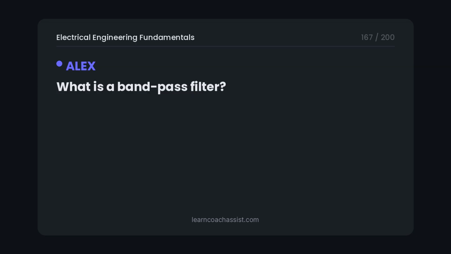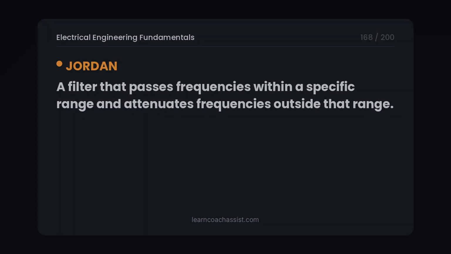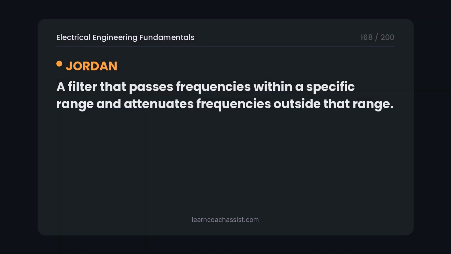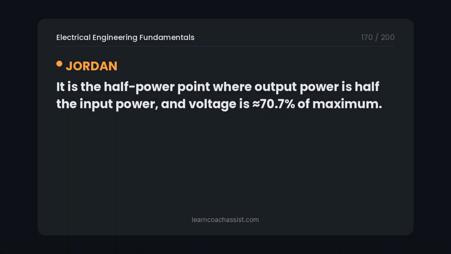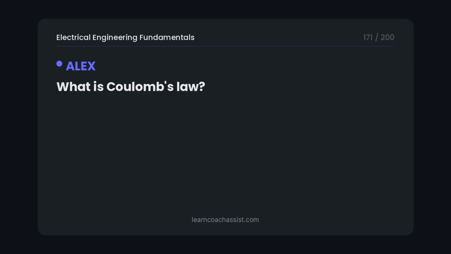What is a bandpass filter? A filter that passes frequencies within a specific range and attenuates frequencies outside that range. What does -3 dB mean in filter design? It is the half power point where output power is half the input power, and voltage is approximately 70.7% of maximum. What is Coulomb's law?